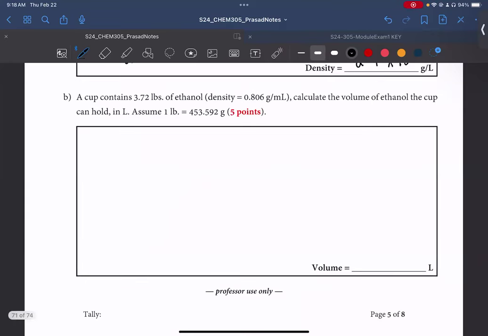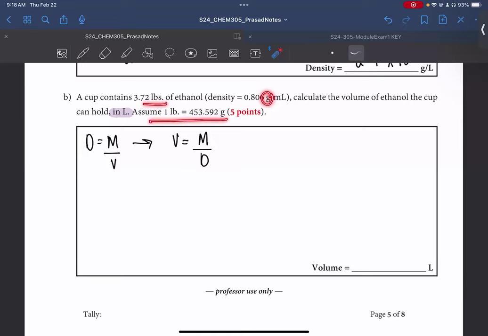All right, next up: a cup contains a certain number of pounds of ethanol of that density. Calculate the volume of the ethanol in liters. Okay. So we already know that the formula is density equals mass over volume. We can quickly transpose that to get V equals mass over density. Let's be sure that our units make sense. We have density in grams, however, I've given you the weight in pounds. I've told you the conversion factor, so it is on you to do the conversion.